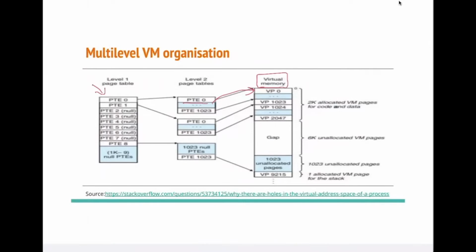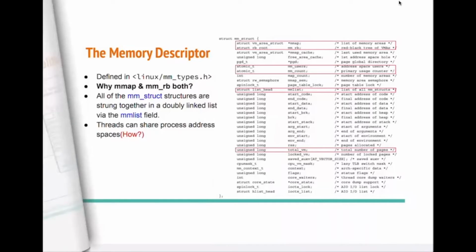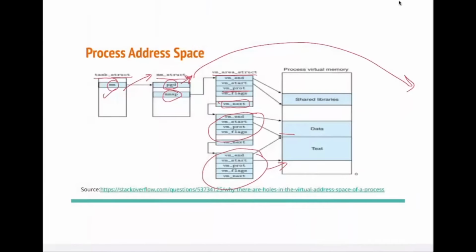Here you can see that this area of memory is allocated for the code and data section, and this is allocated for stack. In this way, we map the different areas of memory of a particular process to the physical RAM. So let's deep dive into the different structures. If you see, the whole memory of a process we represent with the help of this struct.